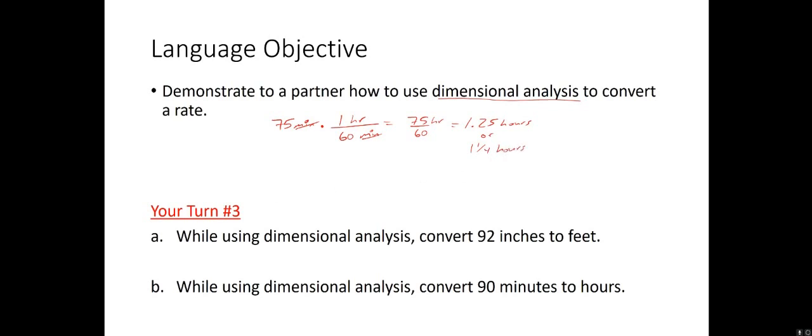All right, now your turn for number 3, I want you to use dimensional analysis, just like I did in my example, and convert 92 inches to feet. Okay, and try to be accurate if you need to be accurate. While using dimensional analysis, this is part B, convert 90 minutes to hours.